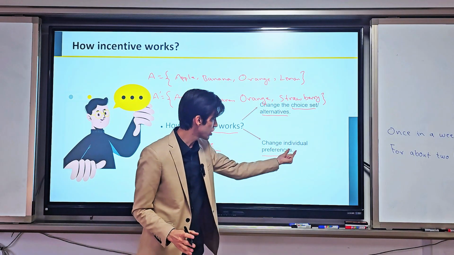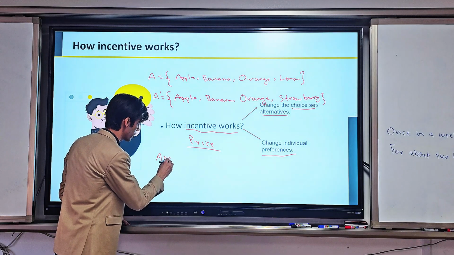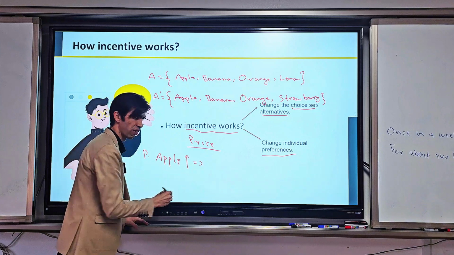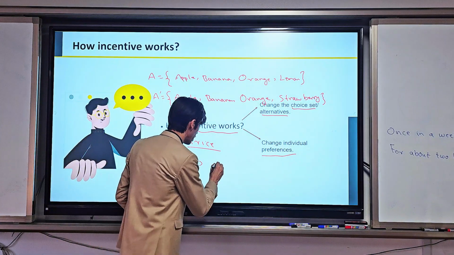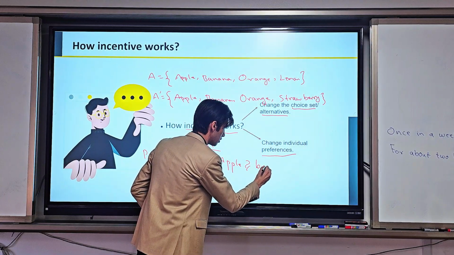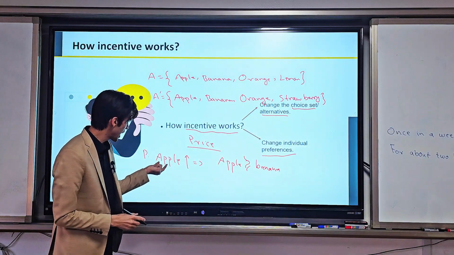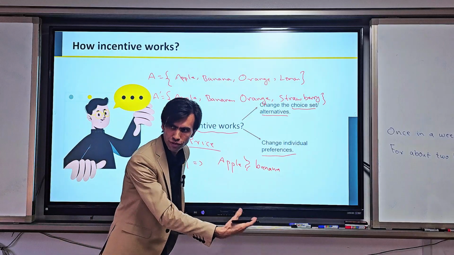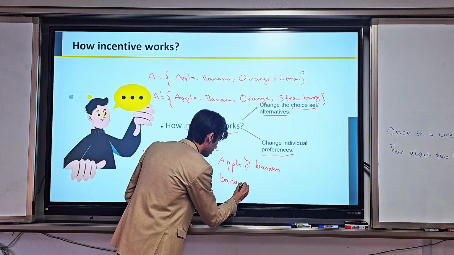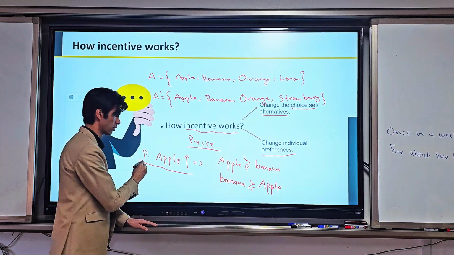But how about the change in individual preferences? It means, for example, the price of apple, P of apple, increases. Before the increase, I used to weakly prefer apple to banana. But the change in the price of apple changed my preferences. Now it is reversed. Now I weakly prefer banana to apple just because of the change in the price of apple.